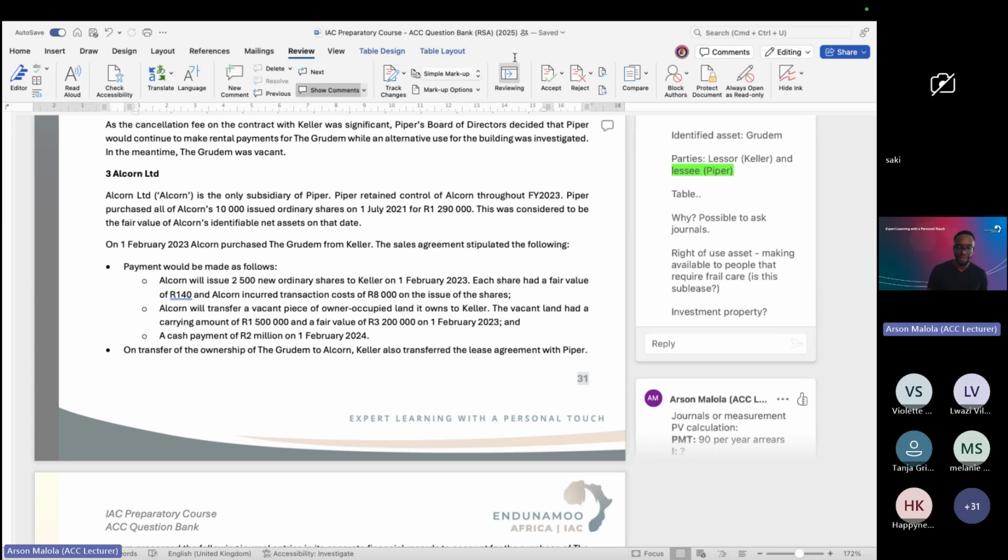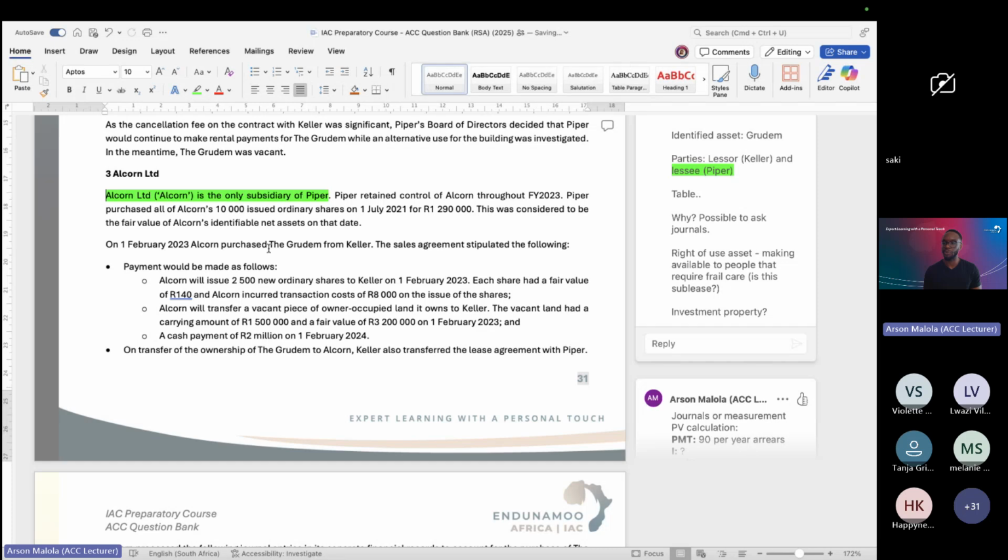So now again, what's the wrong thing to do? Come here, highlight, cool, I've absorbed, I'm moving on, I'm living my life. Wrong. Why is that wrong? As soon as you have a group structure, just like the timeline, the first thing you need to do is draw out the group, right? Because now we've got three parties to this scenario. We've got Piper, which is the parent. We've got Alcorn, that's a subsidiary, and we've got Keller, that's an external party.